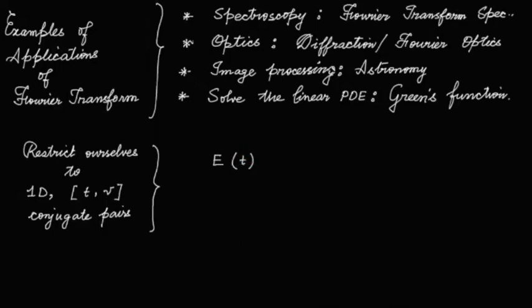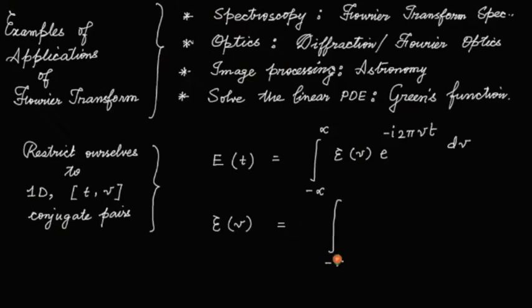So this is given by the integral from -infinity to +infinity. This is what we wrote last time. I will change the notation a little bit just for the convenience: e to the minus i 2 pi nu t d nu, and then we wrote epsilon of nu as the inverse. And remember that when I have 2 pi in the exponent, then I don't need a normalization factor.